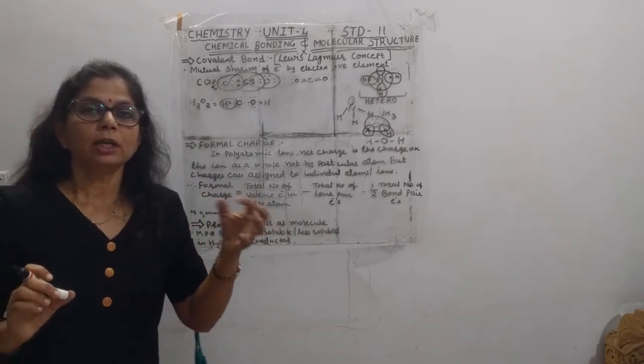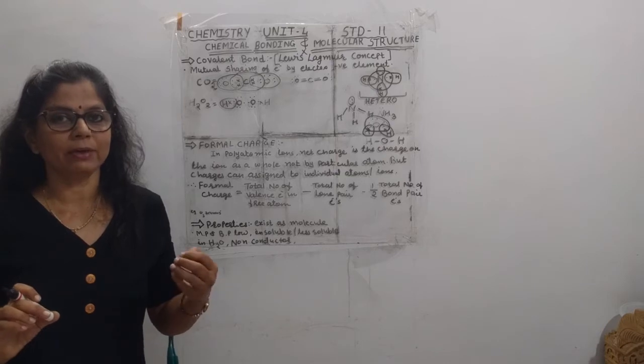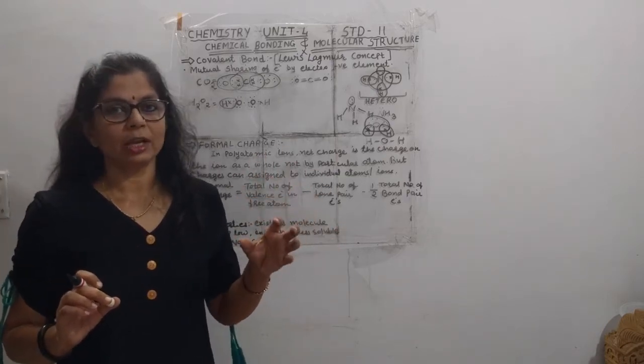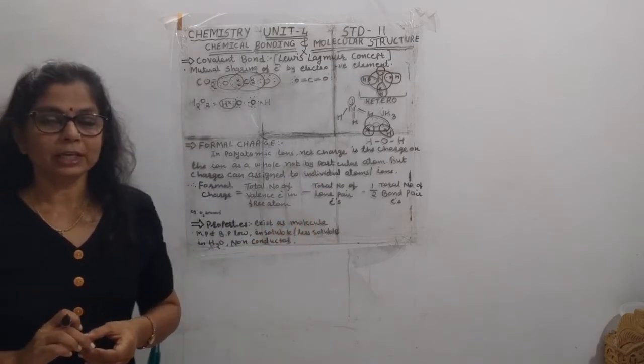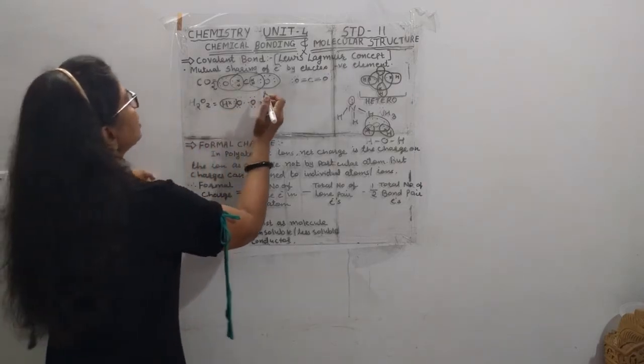Why? Because the nearest noble gas is helium, and helium has 2 electrons in the valence shell. So hydrogen and lithium follow the duplet. It is known as the duplet. So hydrogen has completed its duplet.